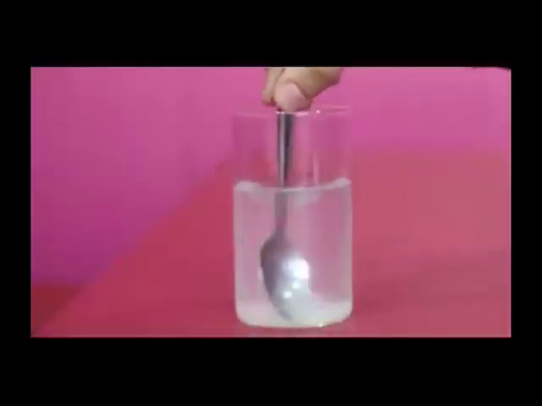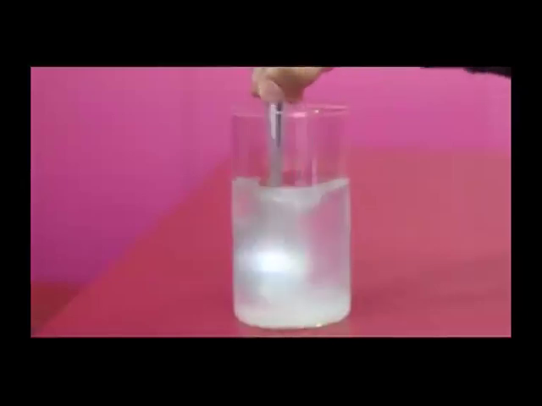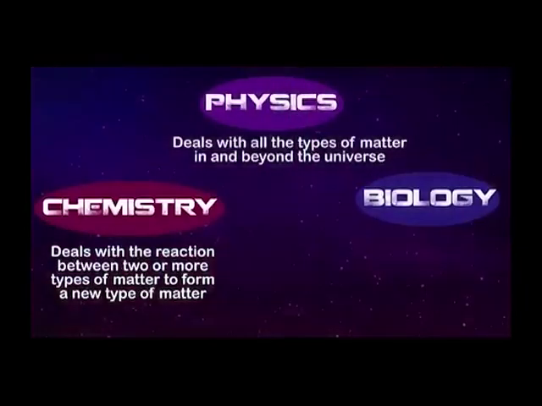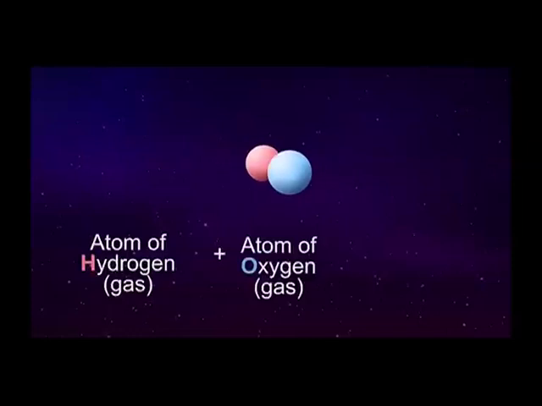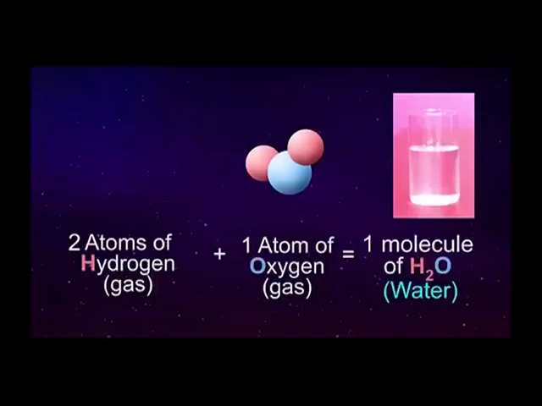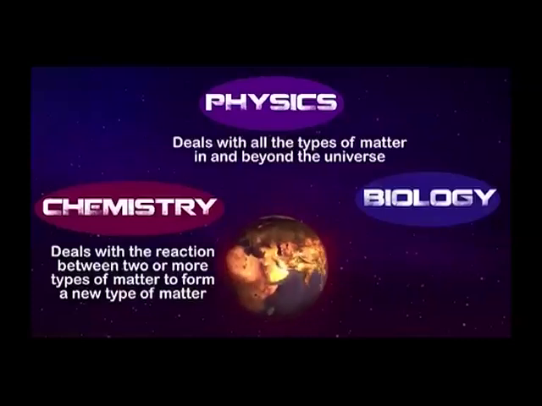Then comes the part where all the ingredients start getting mixed in order to give us lime juice. This is called chemistry. It deals with the reaction between two or more types of matter to form a new type of matter. For example, when the atoms of hydrogen and oxygen are mixed together in an appropriate ratio, we get a molecule of H2O, which is also called water. Interesting, isn't it? And finally, there is biology.